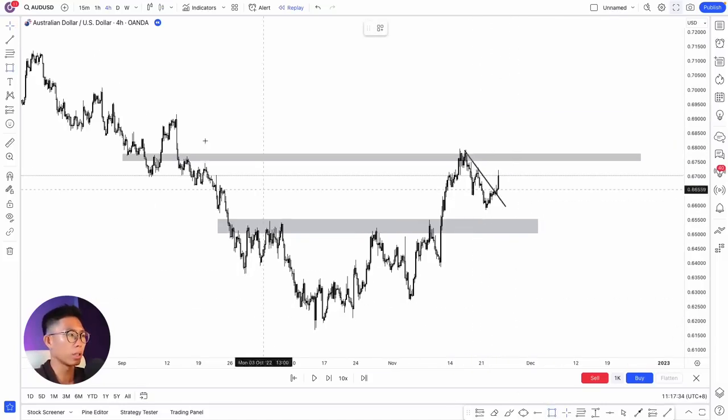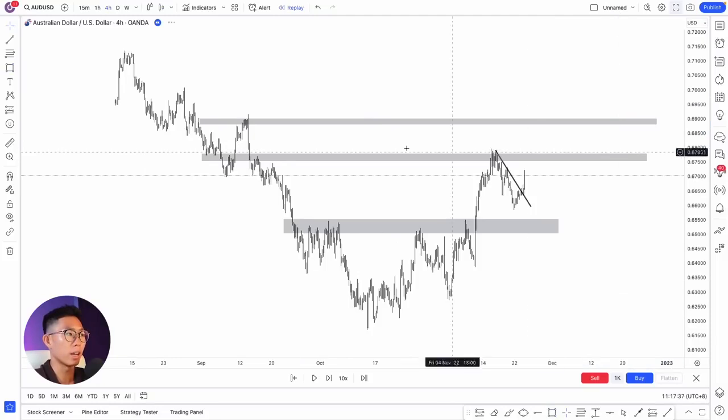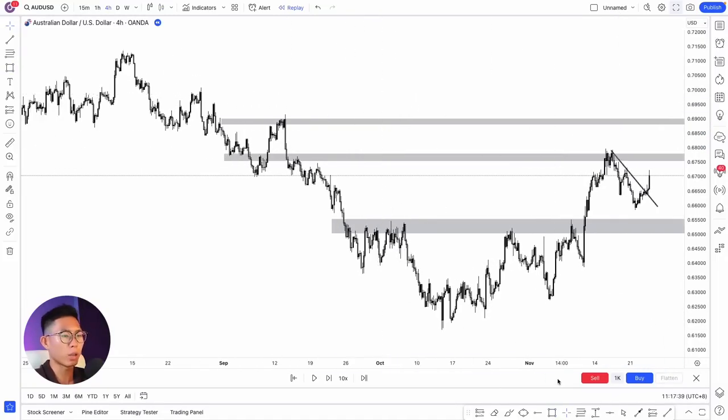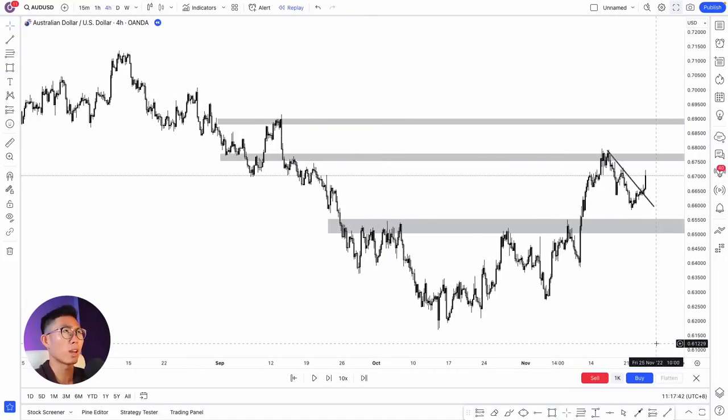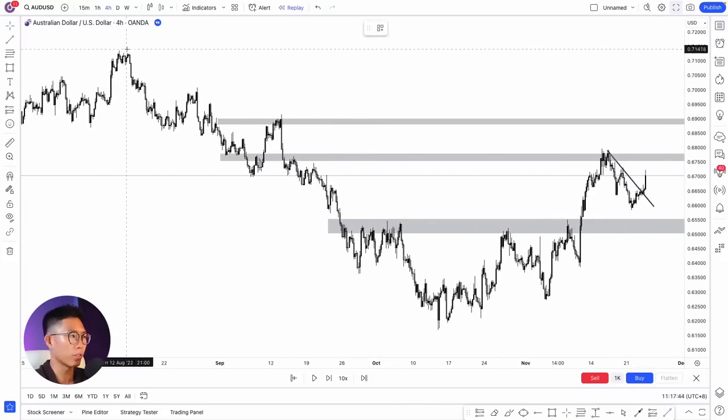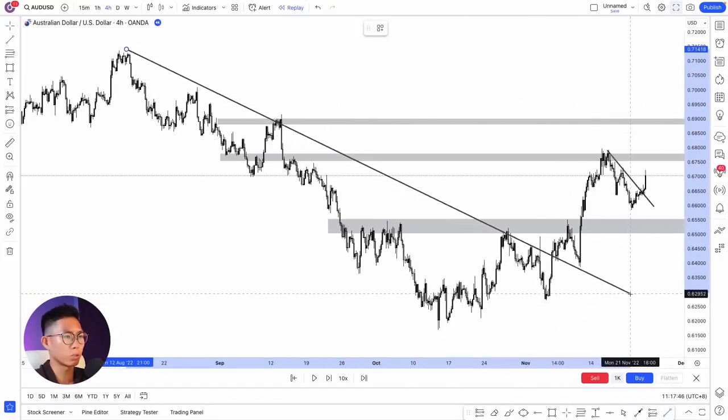So I can just mark up more key levels right here, and I can even show you guys another trick, right? You can see this is what I call the trendline magic tool, right? So you can see previously it has been a downtrend, right? It has been a downtrend like this.